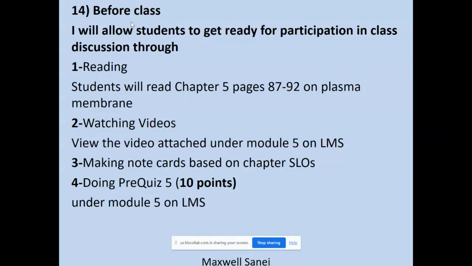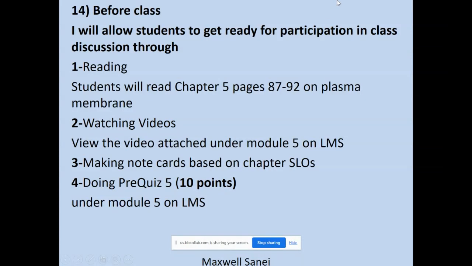Now, this is the thing: students make note cards based on SLOs. This semester, I started SLOs. For every class that I teach, I post the SLOs for the chapter, so they have student learning outcomes. They make note cards out of those. Then they do the pre-quiz before they come to class.